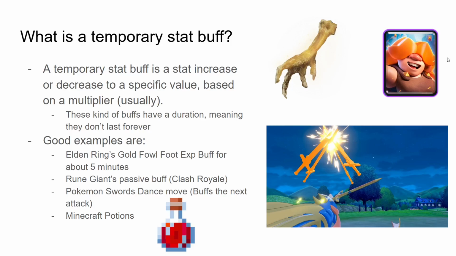Some good examples I was able to come up with are the Golden Foot consumable item from Elden Ring, which buffs the character's rune gain for about 5 minutes; the Rune Giant from Clash Royale, where the card gives 2 nearby units a flat damage buff at every 3 hits; moves like Swords Dance from Pokemon, which buffs a Pokemon's next attack; and of course, Minecraft potions.